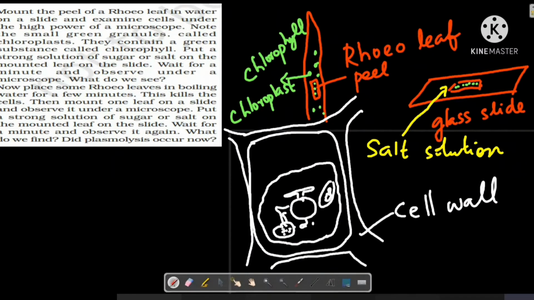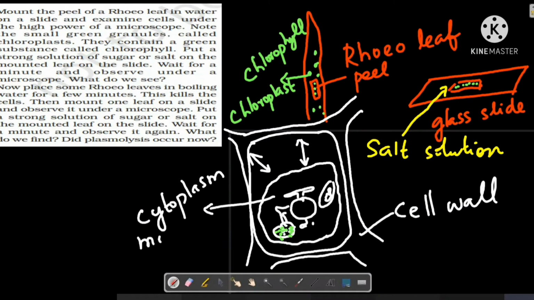Even the chloroplast, since it's a plant cell, chloroplast is present. Even the chloroplast also started moving away from the cell wall. See, they started moving away from the cell wall, which means the cytoplasm is starting to shrink. On top of that, when you put the salt solution on the Rio leaf, you know salt solution represents a hypertonic solution. So since it is highly hypertonic, the cytoplasm started to shrink.